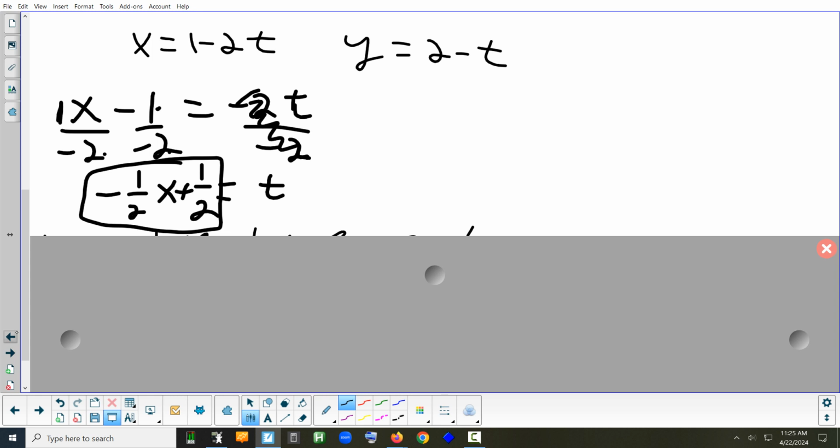So it's negative 1 over 2 x. And then I did negative 1 divided by negative 2, and I got positive 1/2. So now I have t by itself. What do you think I'm going to do with what's in this box? Substitute it for t in the y equation. Exactly. That's the last step. Substitute that for t in the y equation, and you'll have your answer.